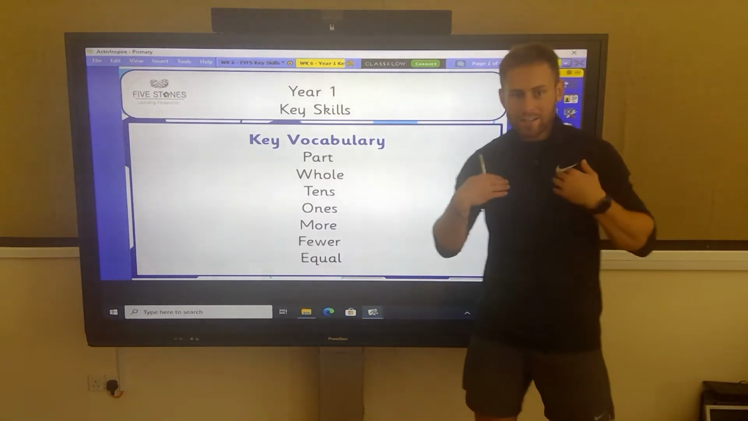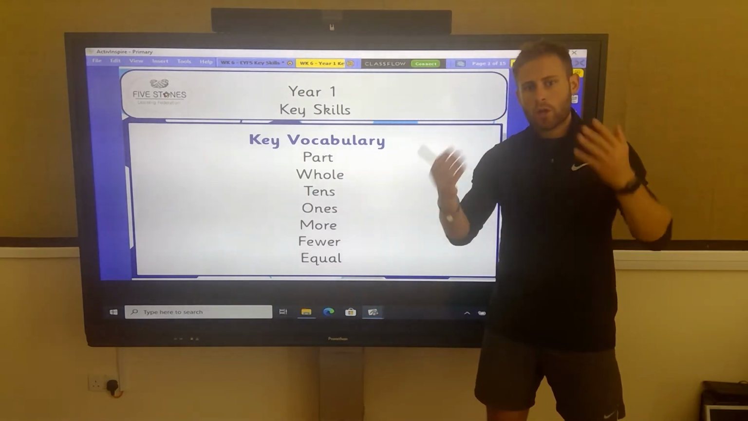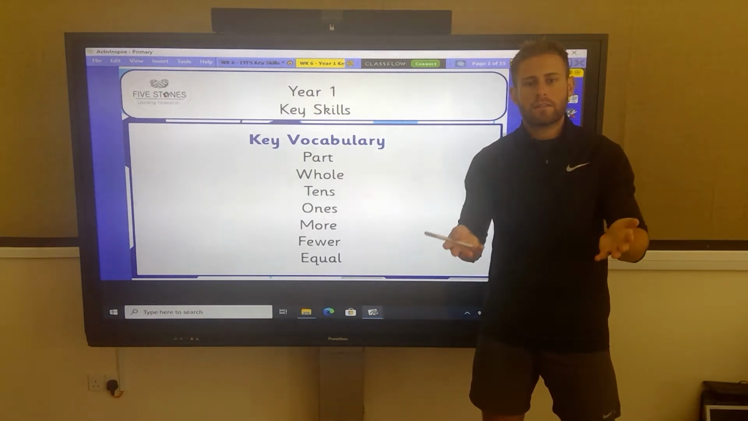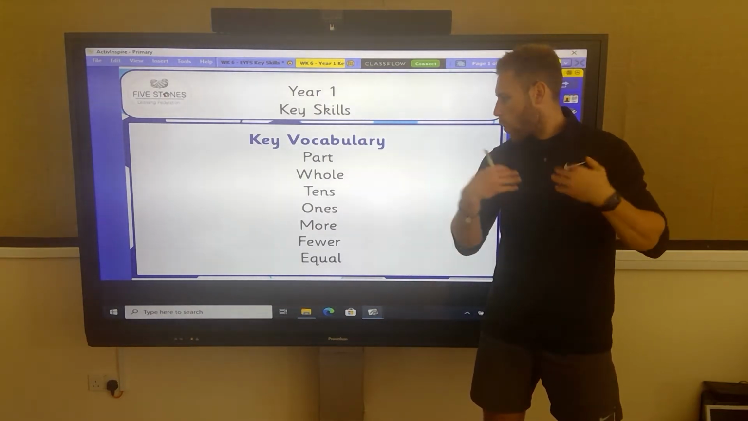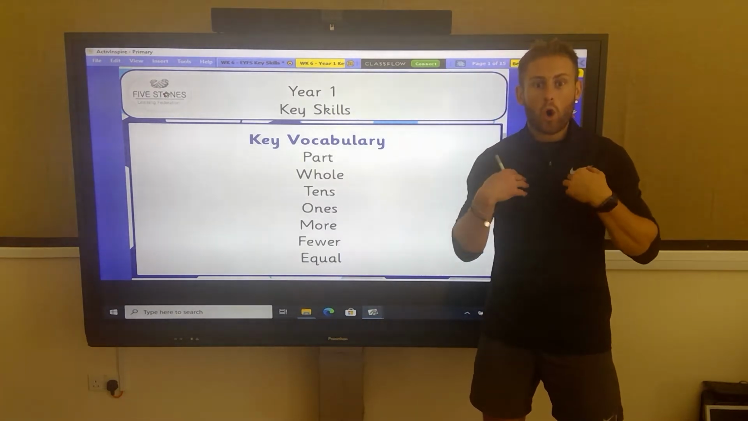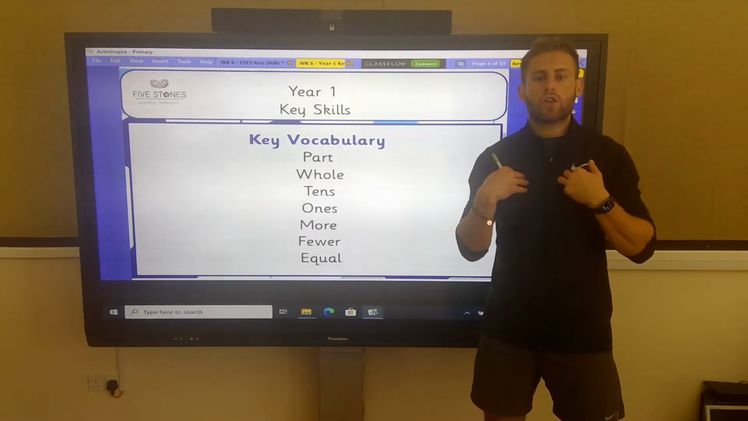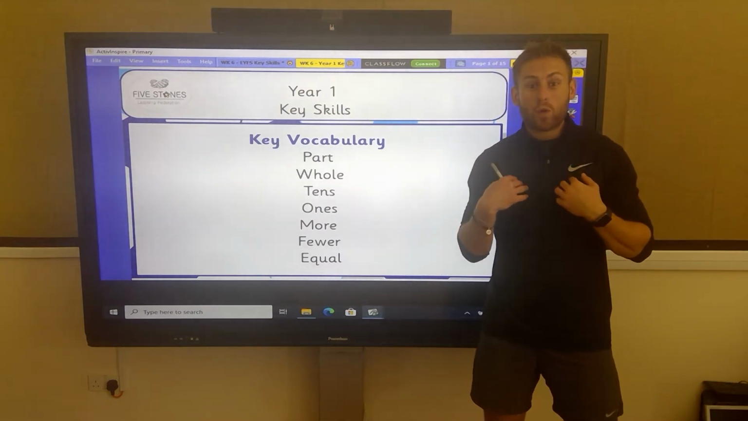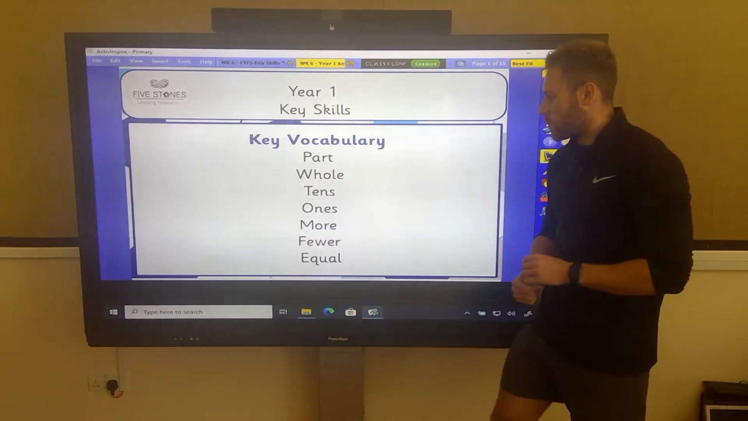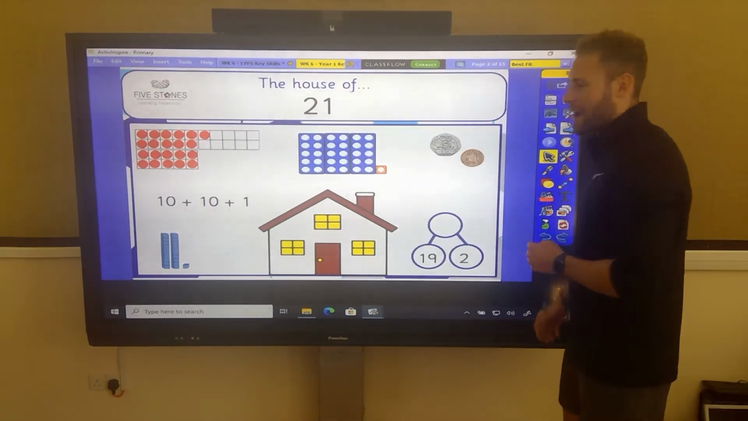We've got part, whole, tens, ones, more, fewer, equal.